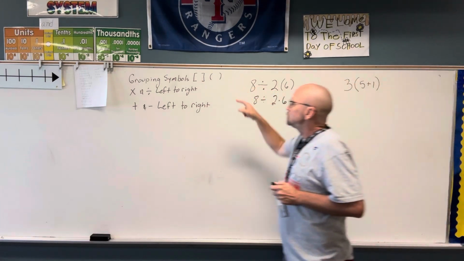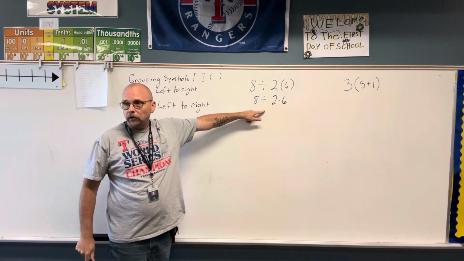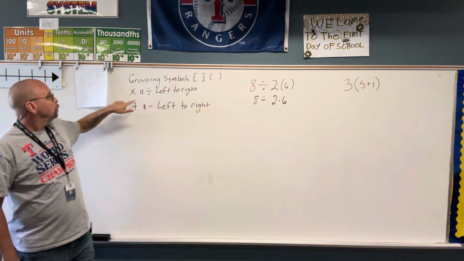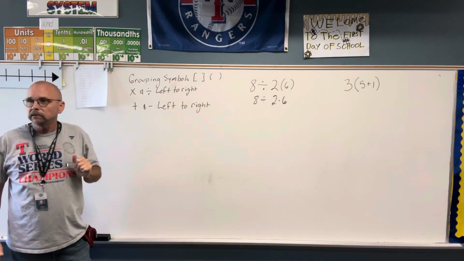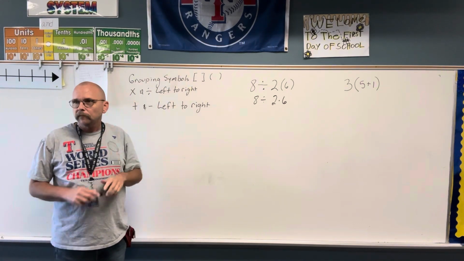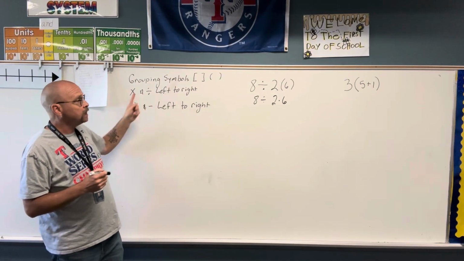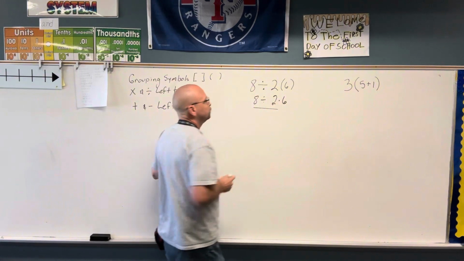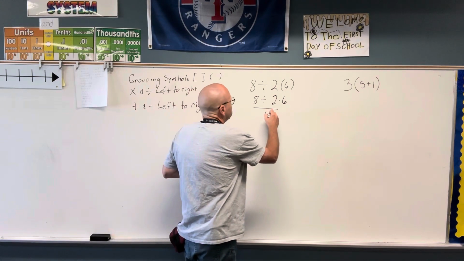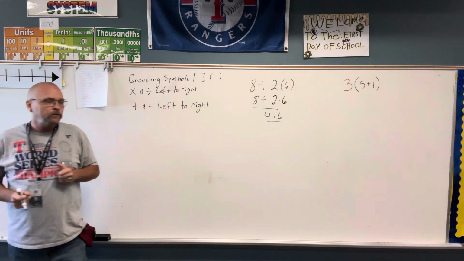So if we look at our grouping symbols, do we have any grouping symbols once we write it the way we normally would write it? No. Do we have multiplication or division? Yes. So which do we start with? Division. Why division? Because this is the same step, and we move from left to right. So what is 8 divided by 2? 4. Now I haven't done the times 6 yet. So 4 times 6 is 24.